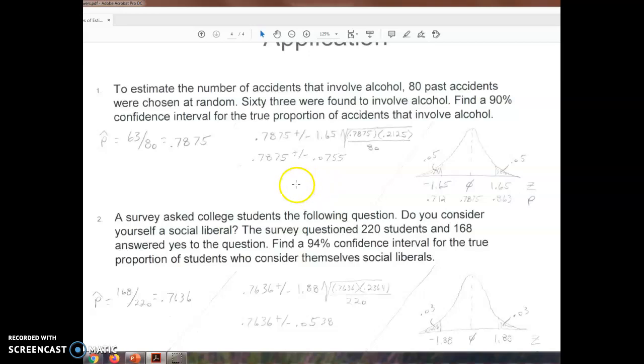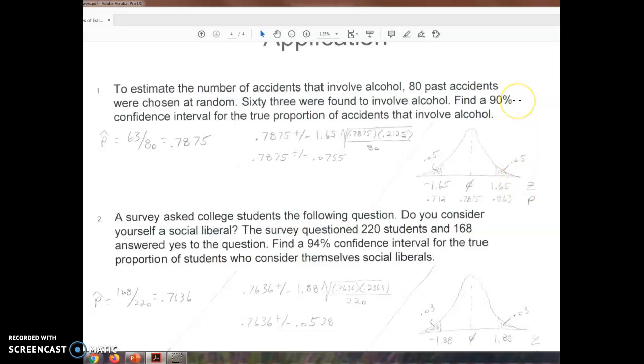If you do the calculation, you should get 0.0755 as your margin of error. So we are 90% confident that the true population proportion is 0.7875 plus or minus 0.0755. And the same process as before. We create our normal distribution with z and p. Z standardizes to 0. P is the proportion mean that we got in our sample, 0.7875, and then we can add 0.0755 to get our upper confidence level, 0.863, and we can subtract 0.0755 and get our lower confidence level, 0.712.